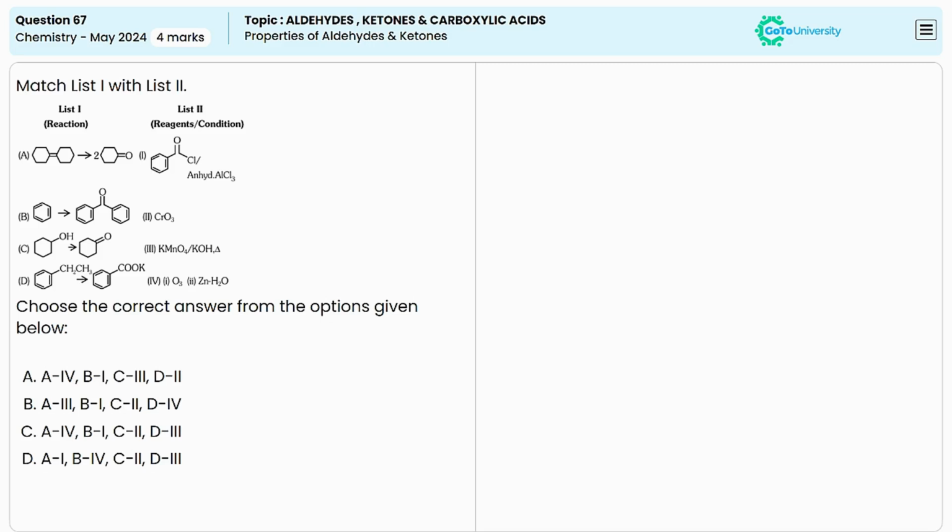In this question, some reactants and corresponding products are given in list 1 and the reagents or conditions used for the reactions are given in list 2. We have to match list 1 with list 2. If we come to the options, we could represent all these reactions as given here.